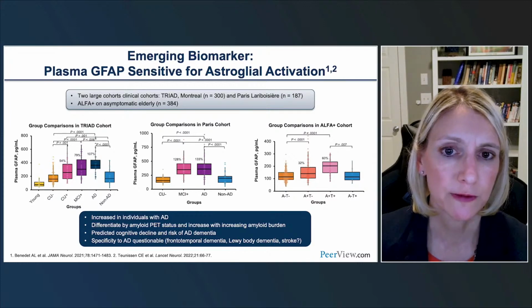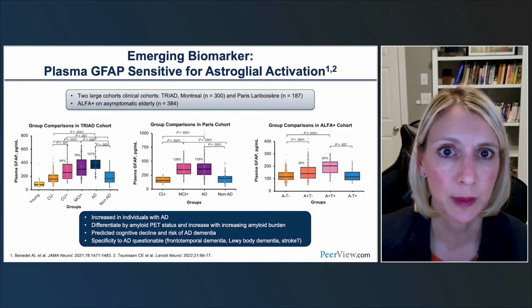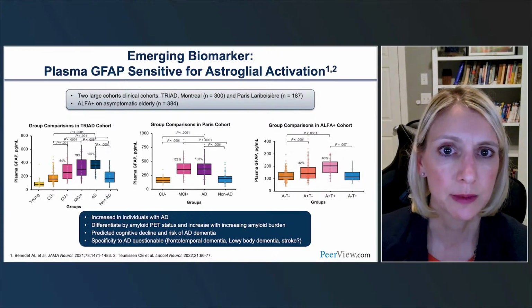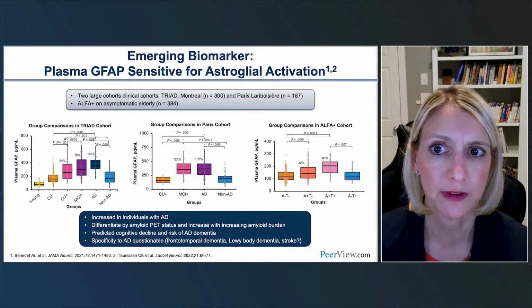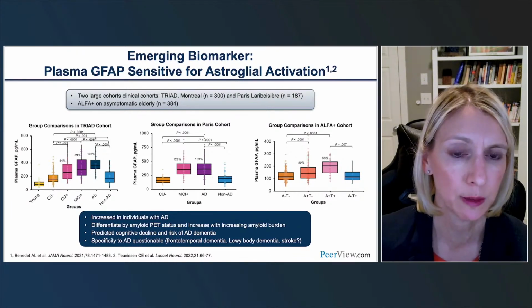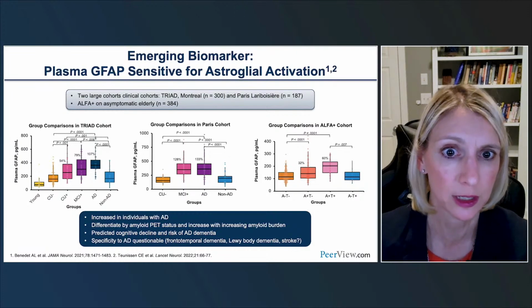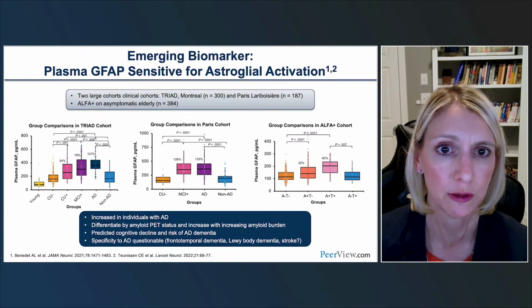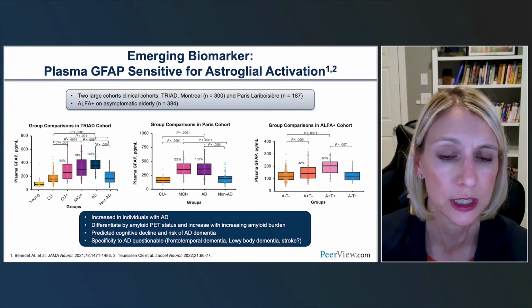An emerging marker for neurodegeneration is plasma GFAP. And plasma GFAP is thought to be a marker of astroglial activation, and may provide more information in terms of the type of neurodegeneration and some of the underlying pathologies.